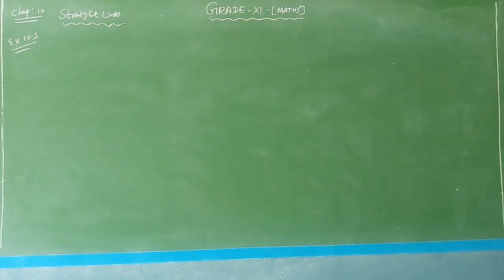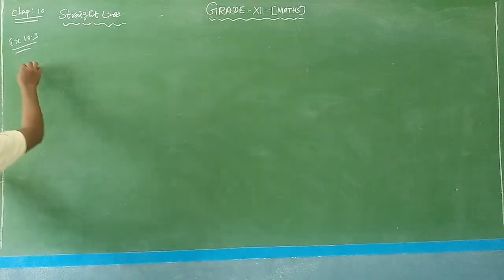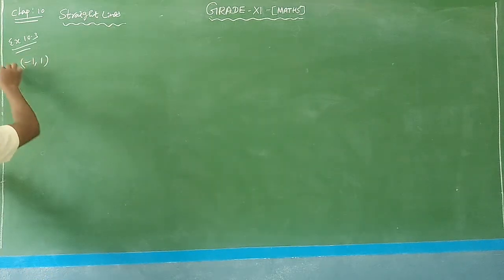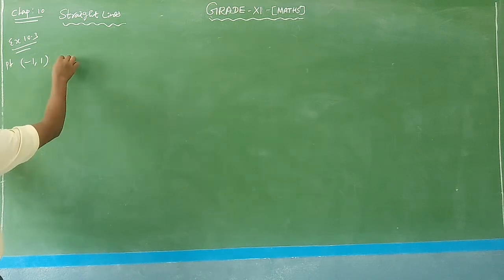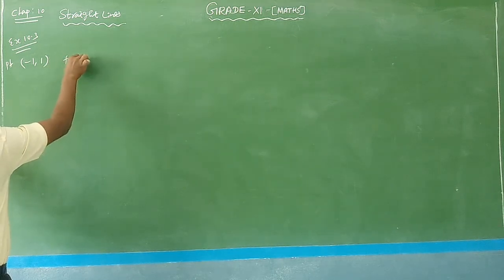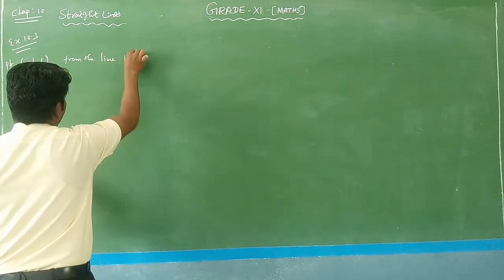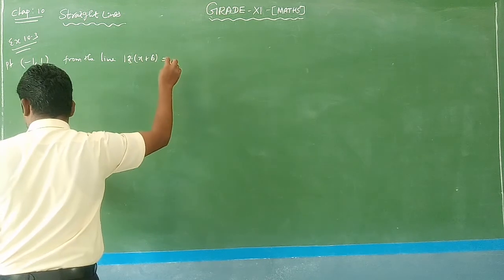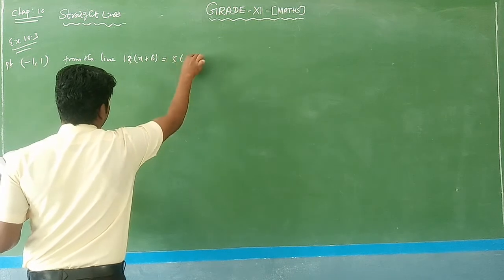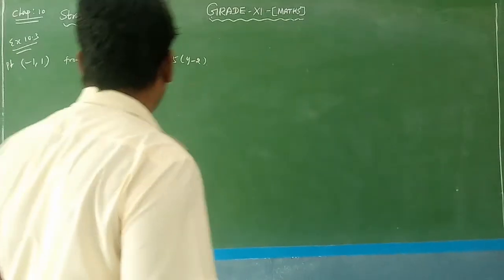Exercise number 10.3, question number 4. Find the distance of the point (-1, 1) from the line 12(x + 6) = 5(y - 2). Find the distance between the point and the line.